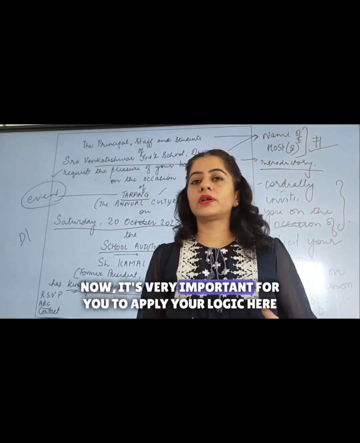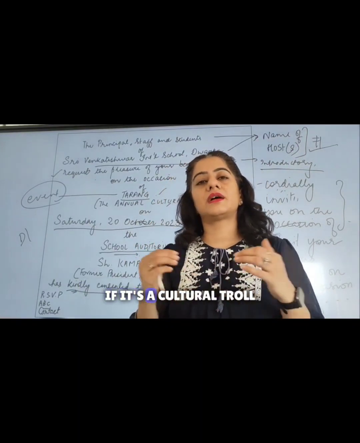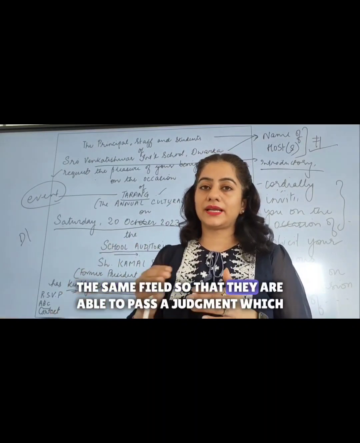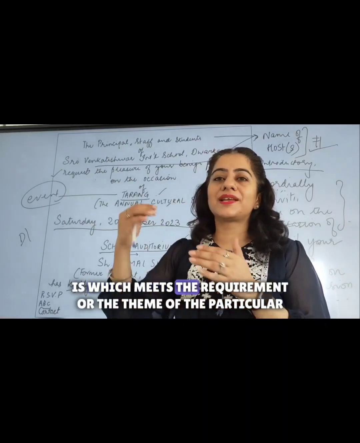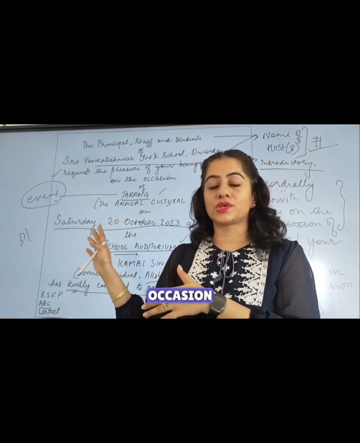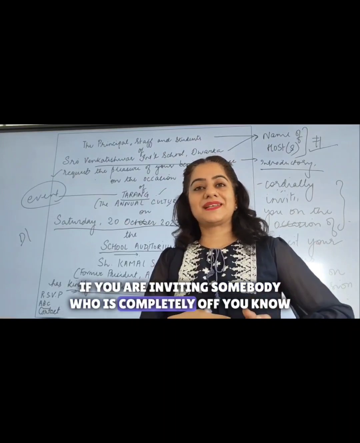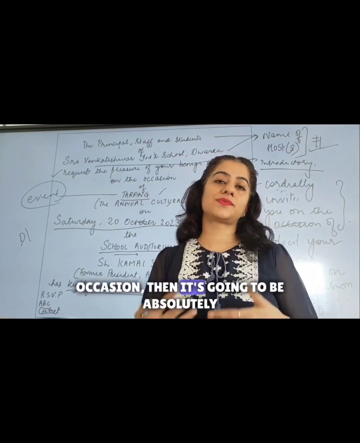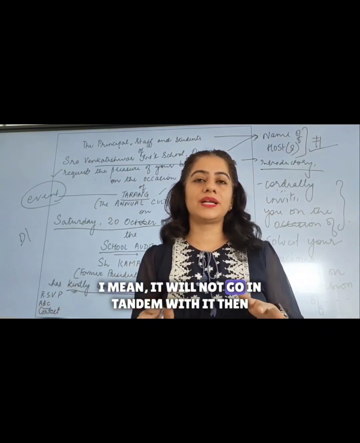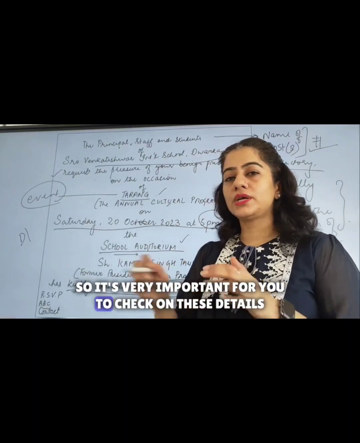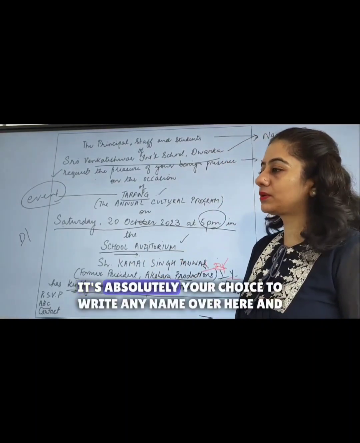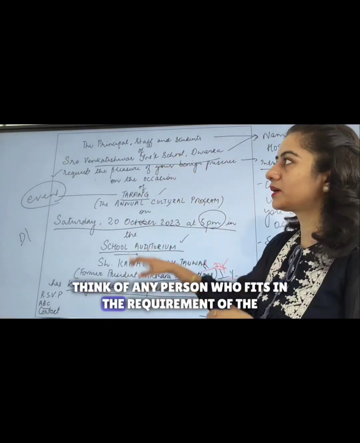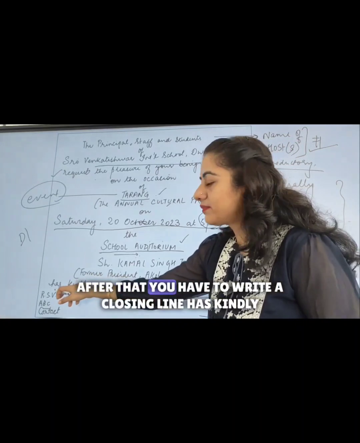Now, it's very important for you to apply your logic here. If it's a cultural show, then obviously you have to invite somebody who belongs to the same field so that they are able to pass a judgment which meets the requirement or the theme of the particular occasion. If you're inviting somebody who is completely different from the theme of your occasion, it will not go in tandem with it. So it's very important for you to check on these details. However, it's absolutely your choice to write any name over here and think of any person who fits the requirement of the occasion. After that, you have to write a closing line.